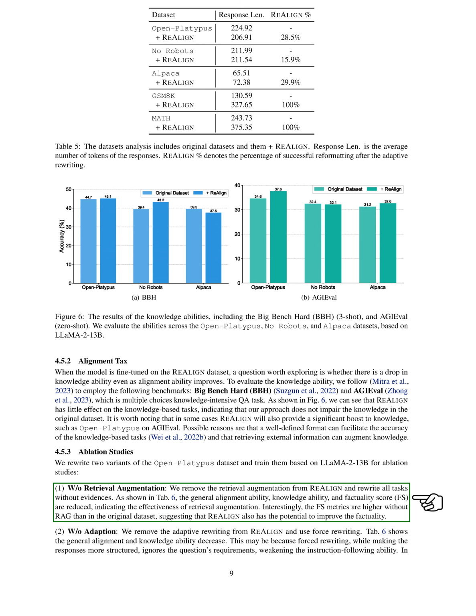Interestingly, we observed that the factuality scores are actually higher when retrieval augmentation is not used compared to the original dataset. This suggests that REALIGN could also have a positive impact on improving factuality.